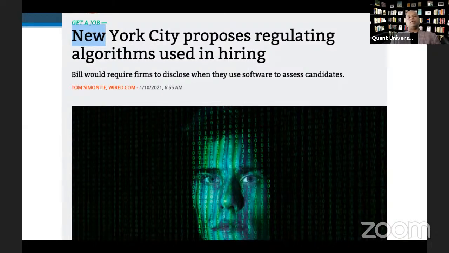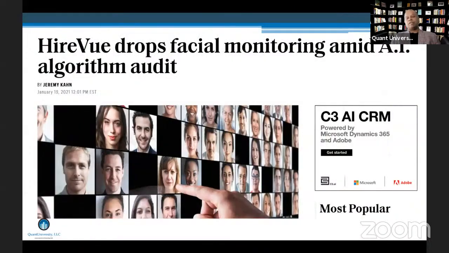And so there was a bill proposed to regulate algorithms used for hiring. There's been a lot of concern about facial recognition software, and this was one of the bills proposed. The other one was a company called HireVue. They actually dropped facial monitoring and did an algorithmic audit. They said, based on the recommendations, we're going to be dropping facial monitoring.